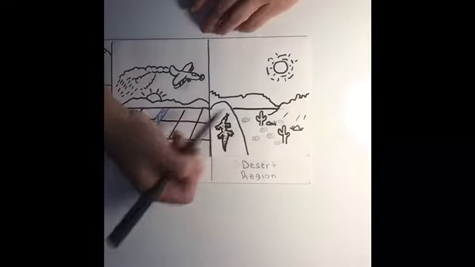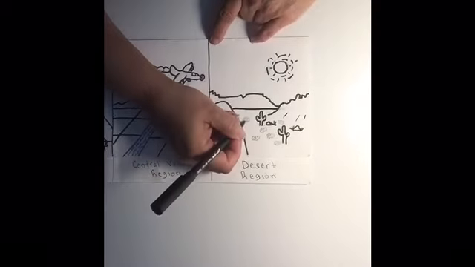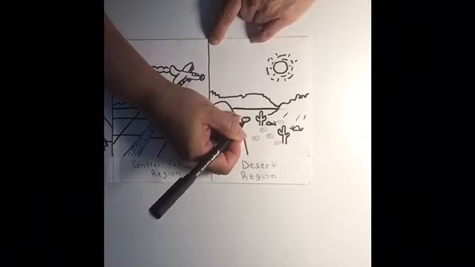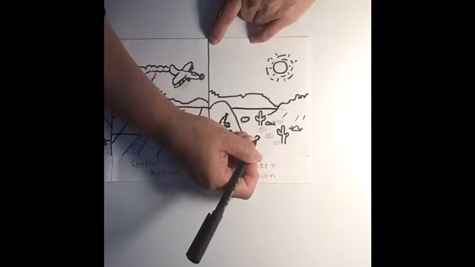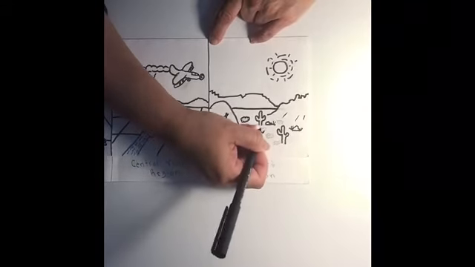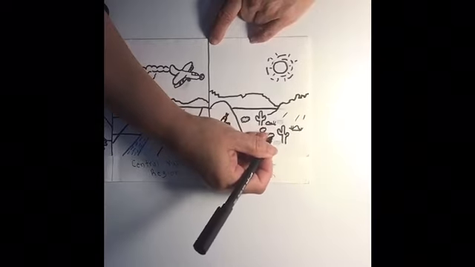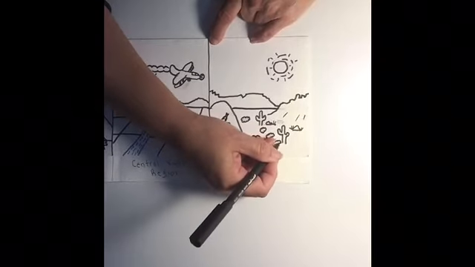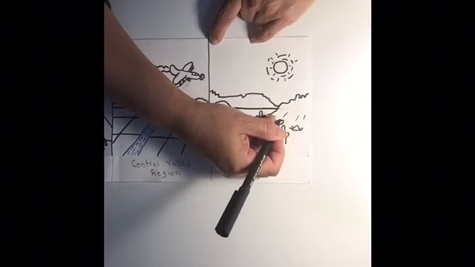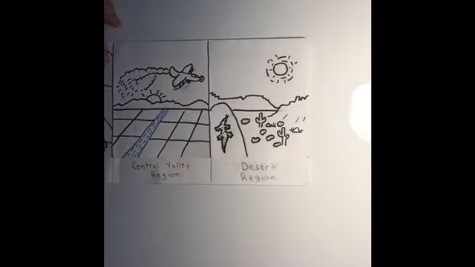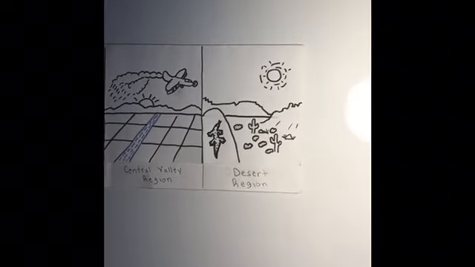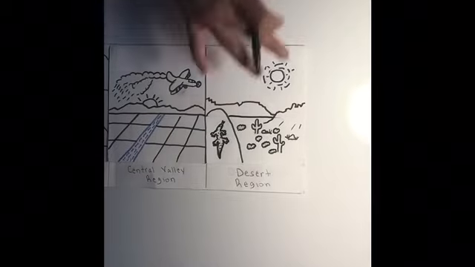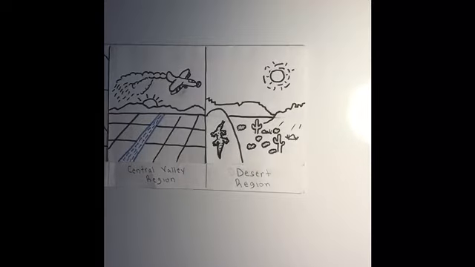We added some cacti, as you can see, and some brush. And it looks like my son also added some insects that you would find in the desert region. So that's kind of what our desert region, part of our flip book, looks like.